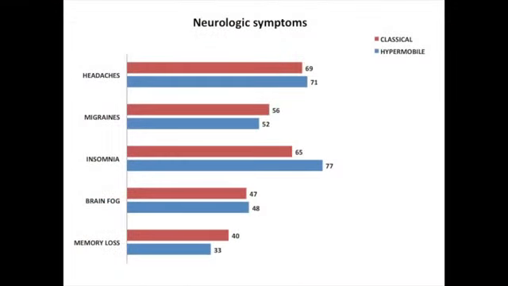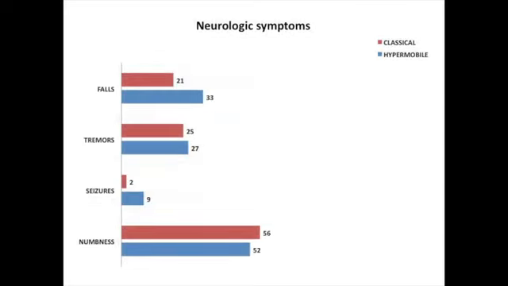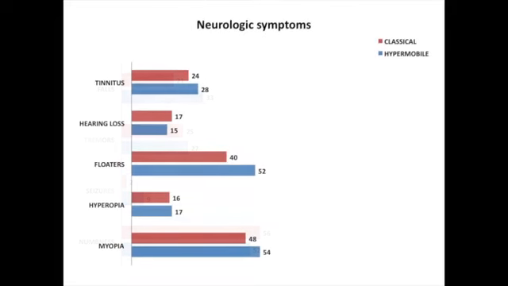Just to highlight here, the sleep disturbances are in 65 and 77% of our patients with classical and hypermobile EDS. So it's very big, but headache is also a very common presenting symptom. And here you can see that 56 and 52% are presenting with numbness in one or more extremity. I'm just going to keep moving because we're running out of time.